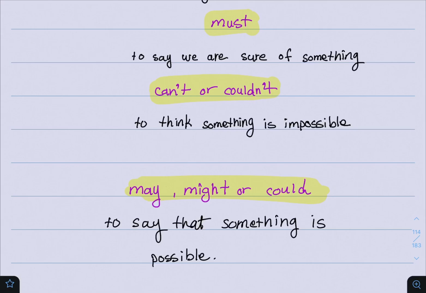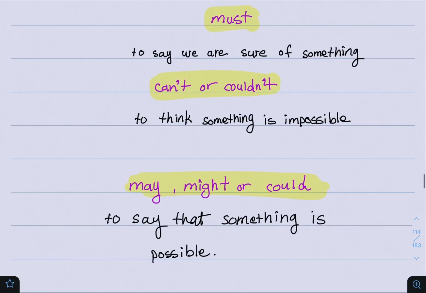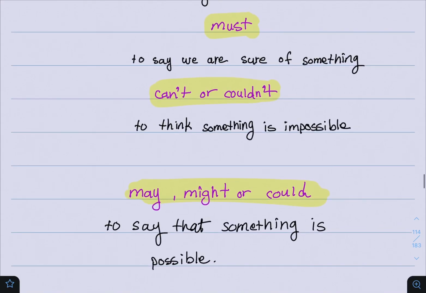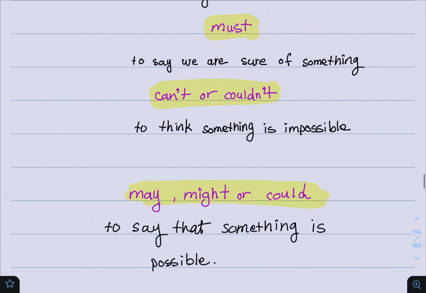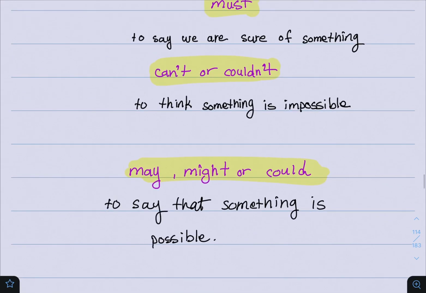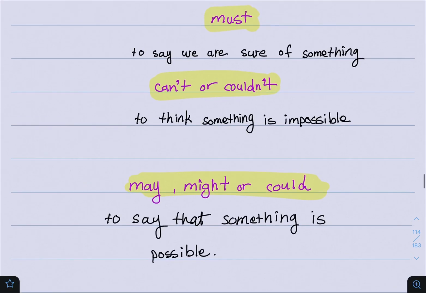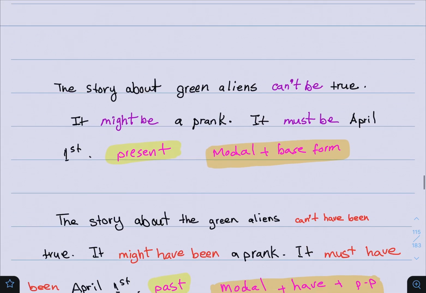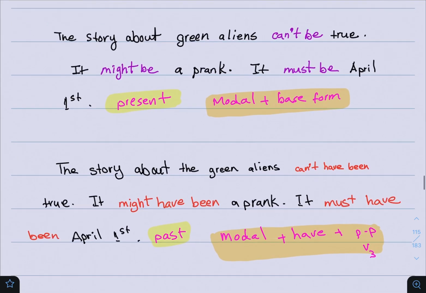أنا متأكد من شيء. As for cannot or couldn't, we use it to think that it is something that is impossible. He cannot be right. Okay, he couldn't be right. إنه شيء مستحيل. As for may, might or could, to say that something is possible. He might be right. ممكن يكون صحيح هذا الشيء.